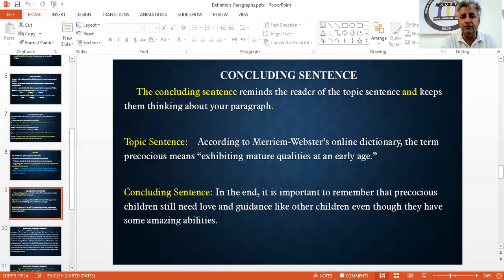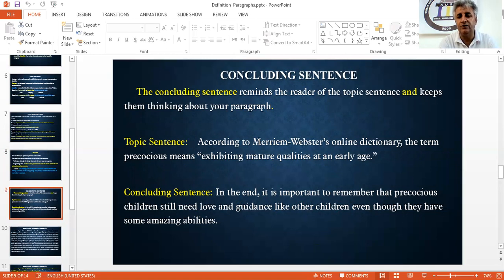And finally, we get to the concluding sentence. We remind the readers of the topic sentence. We make them think about your topic, your paragraph. So if your topic sentence is, according to Merriam-Webster's online dictionary, the term precocious means exhibiting mature qualities at an early age, we might write a concluding sentence that reflects the idea in the topic sentence. You will use a transition and maybe add some other words. And you might have a sentence like this.